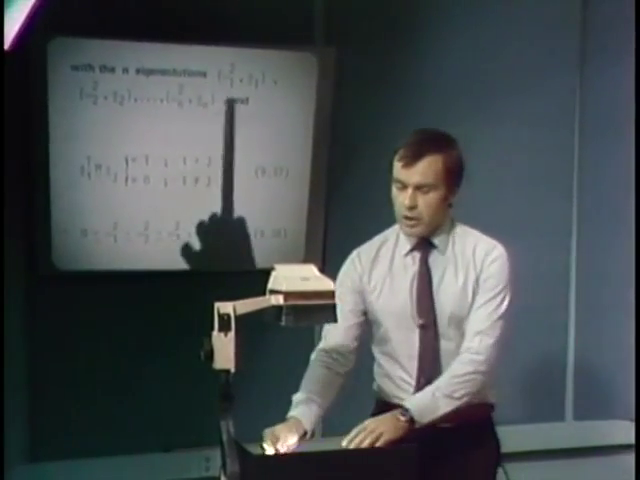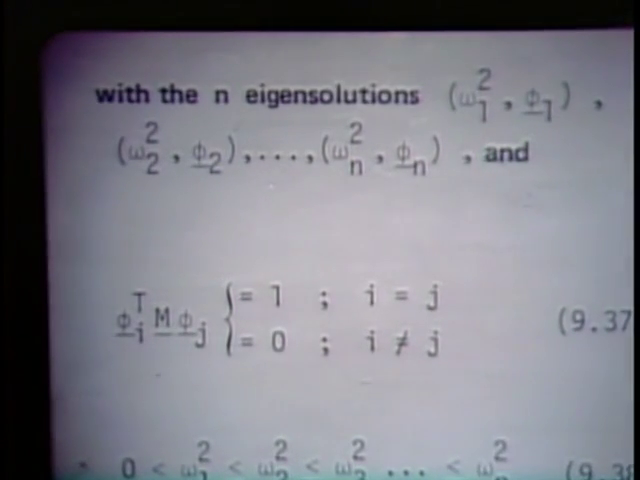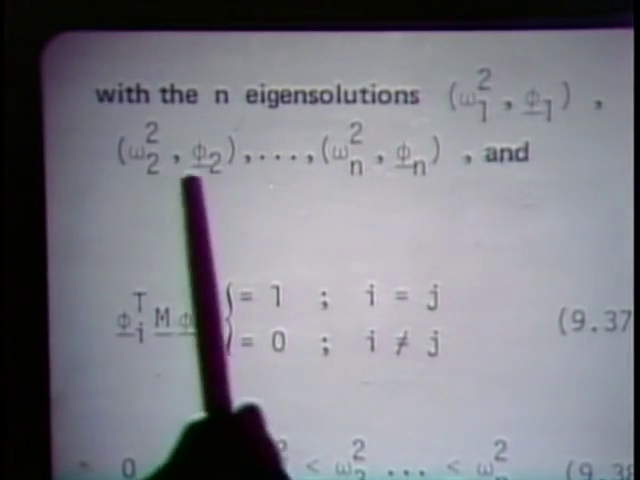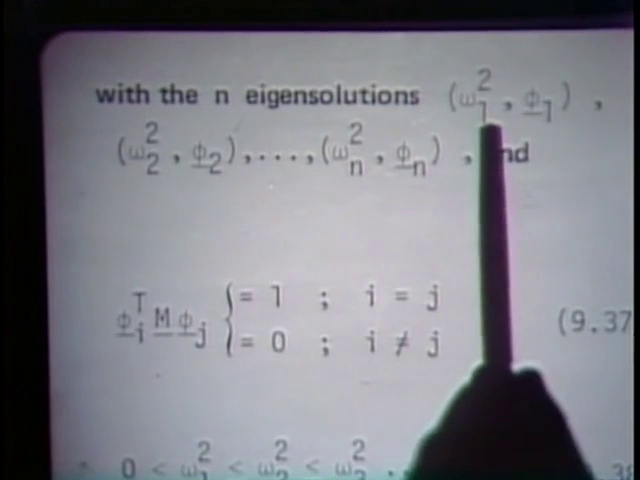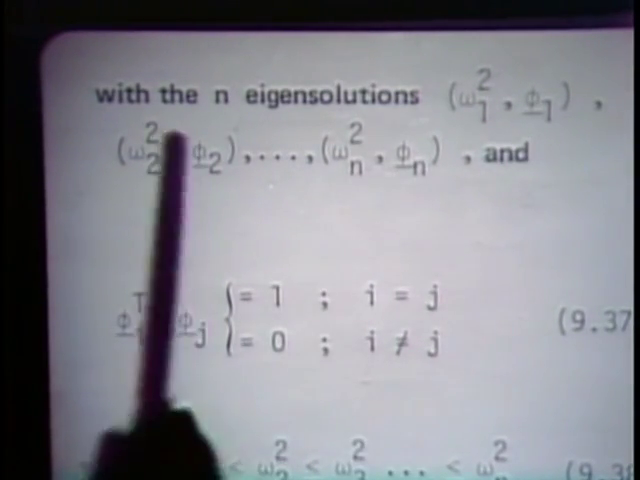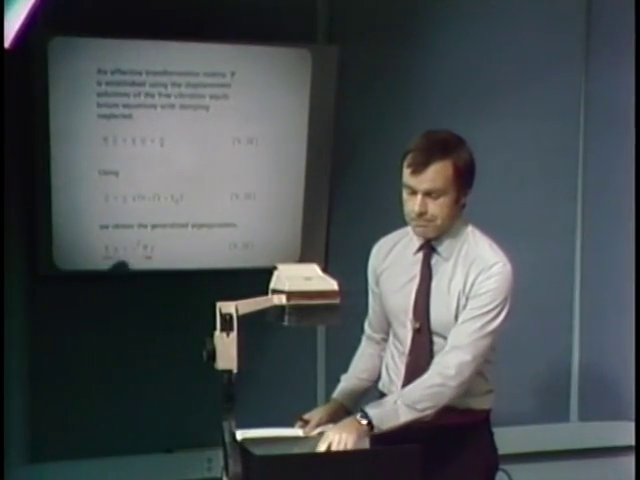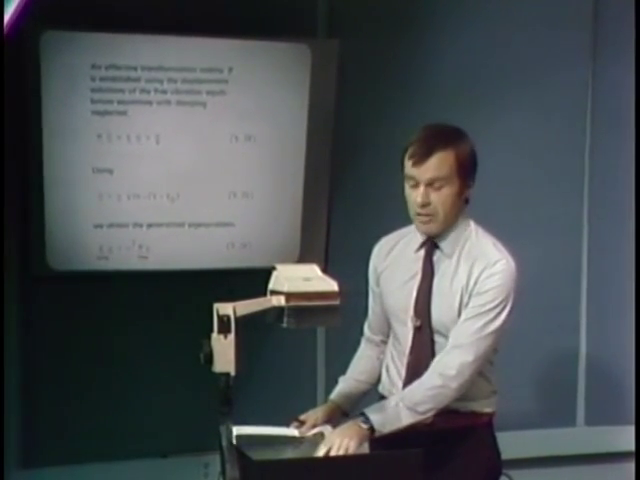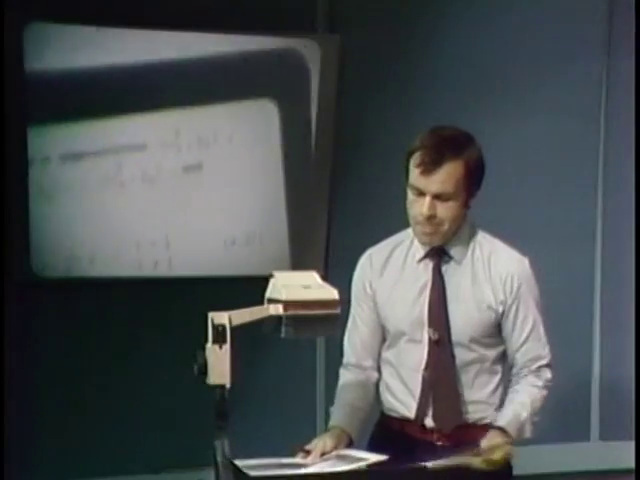And we call omega 1 squared and phi 1 the first eigenpair. This is the second eigenpair. This is the nth eigenpair. There are n such eigenpairs. Each of these eigenpairs satisfies this equation here. Therefore, these are a solution. We call it an eigensolution to this equation.